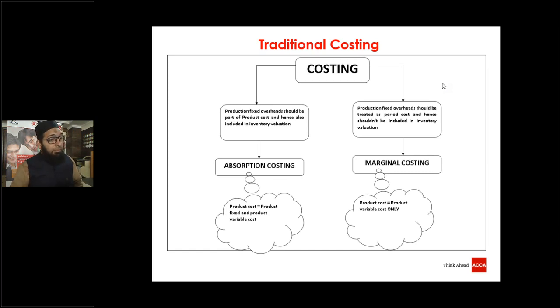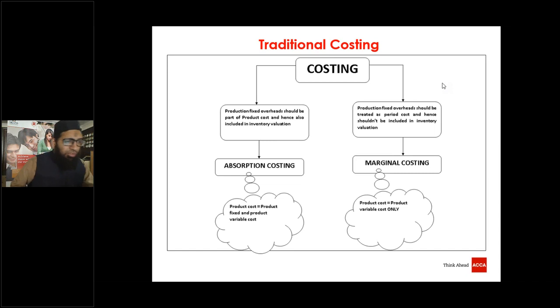Now, in the costing sections, we will be discussing the advanced costing methods. But there should be something traditional going on, and there will be some problems in the traditional, and that is why the need for an advanced costing technique comes in.